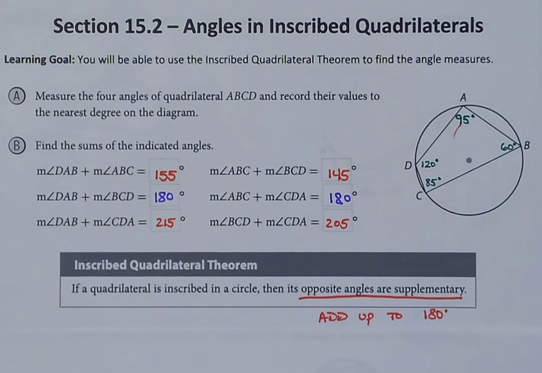So, opposite angles in an inscribed quadrilateral are supplementary, so that means they add up to be 180 degrees. Okay, that's your key today. Opposite angles add up to be 180 degrees.